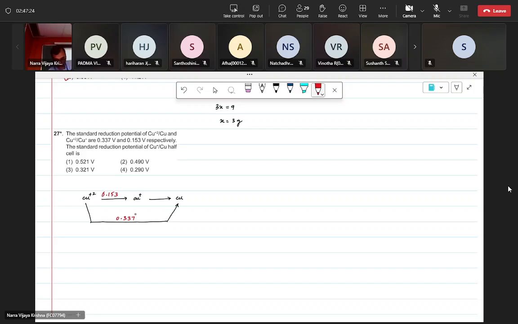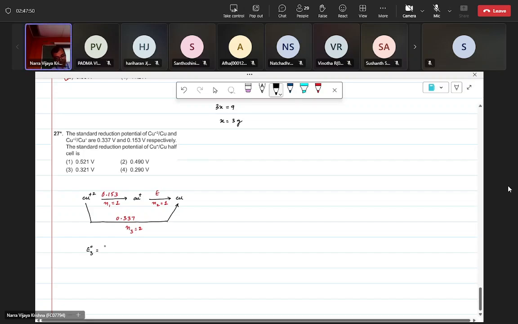What is this E? Let me write it as E only. What is the N value? I am writing N1 equal to 1 here, N2 equal to 1, N3 equal to 2. What is the formula? N1 E1 plus N2 E2 upon N3 equal to E3. So E3 naught equal to N1 E1 naught plus N2 E2 naught upon N3. Correct or not?